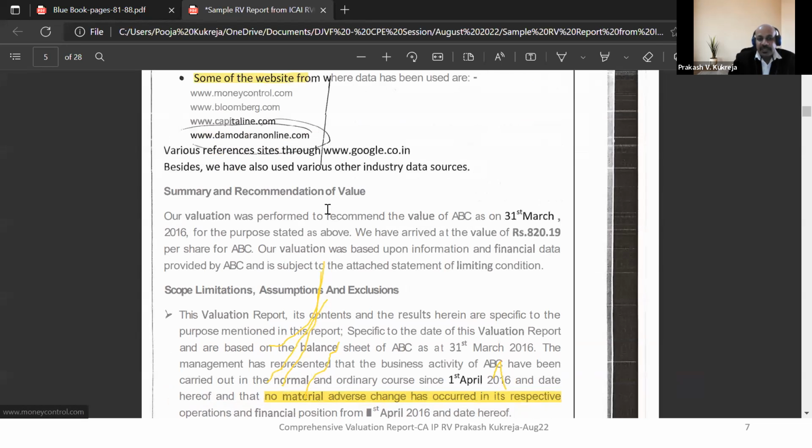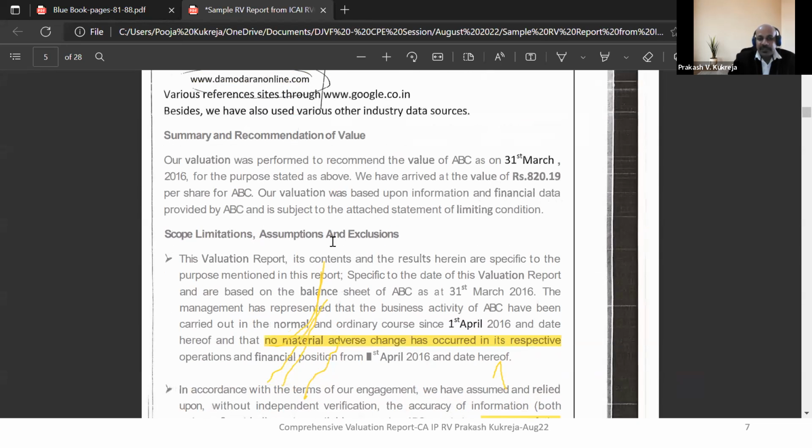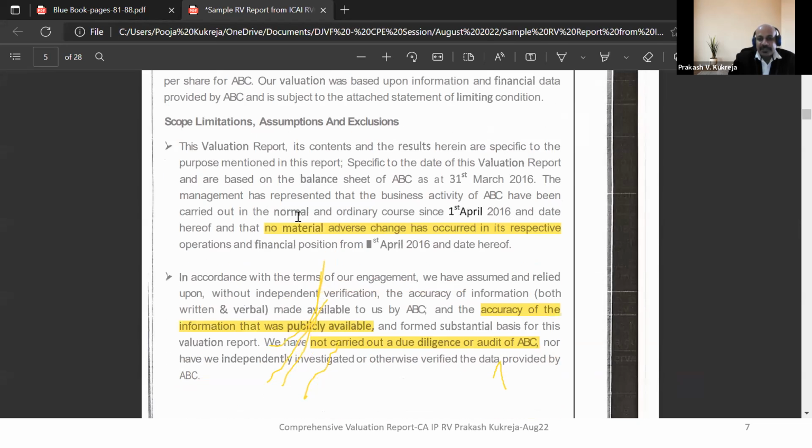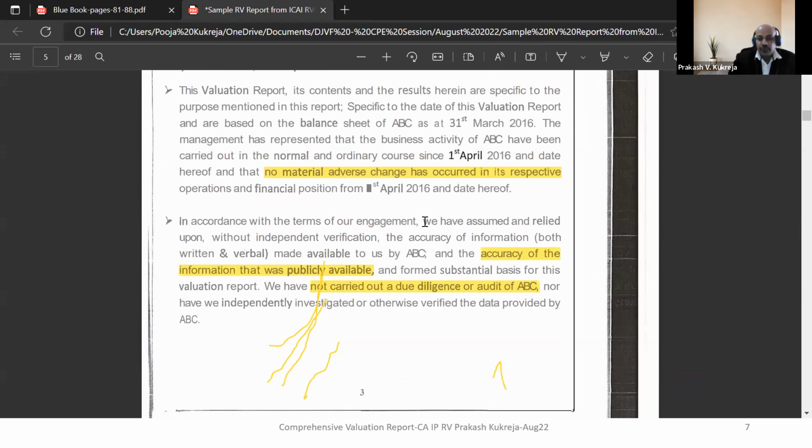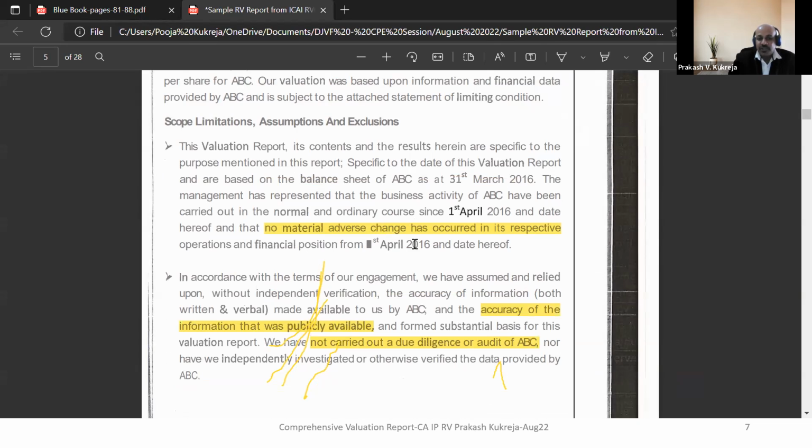What is the summary and recommendation of value? Again, they have provided a summary of the final value they have arrived at. Scope, limitation, assumptions, very specific. For example, if you see this one, which is highlighted: no material adverse change has occurred in its respective operations and financial positions from 1st April 2016 to the date thereof. So from this date till the date the valuer is doing the valuation, no major change has happened.